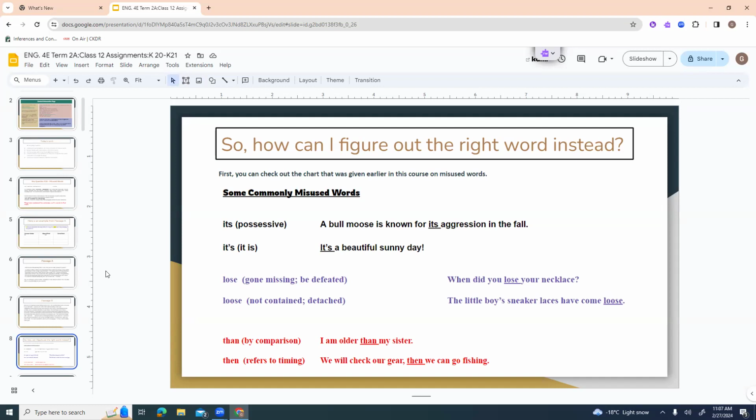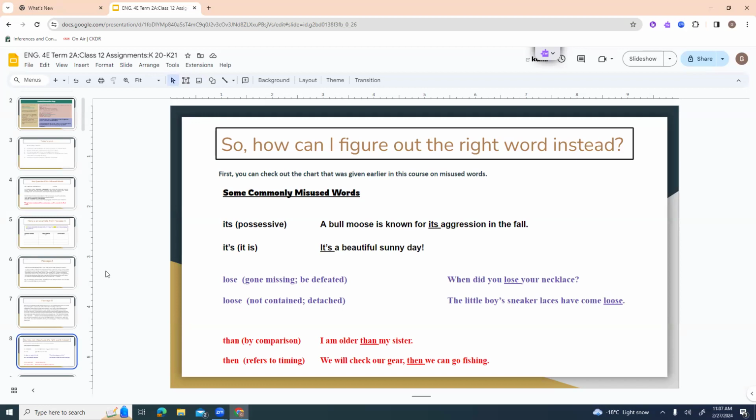So first, it's spelled its is a possessive, and it's often confused with it's, it apostrophe s, which stands for it is. And here's some examples for its as possessive. A bull moose is known for its aggression in the fall. So the aggression belongs to the moose in a sense. Or I could have a sentence like, it's a beautiful sunny day. Now, in that case, it's is short for it is. Okay. So they have different meanings completely in the sentence.